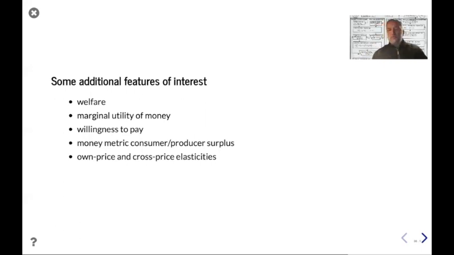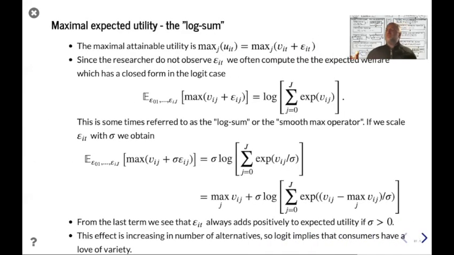So let's talk a little bit about that. This is really the tip of the iceberg, but you could use economic models for so many things. Here's the maximal expected utility, the log sum. The maximal attainable utility for a consumer is the max of the utility, which is basically the max of V plus epsilon. This we cannot really compute, because we don't know what epsilon is. Unless you know epsilon, you can't compute that.